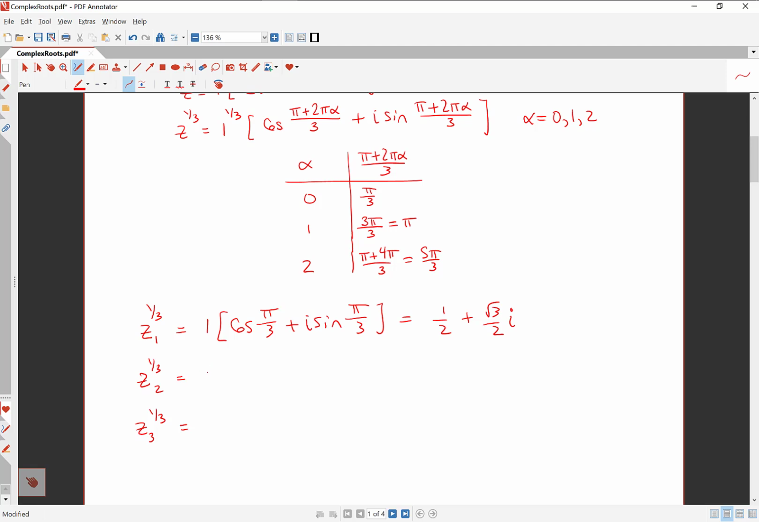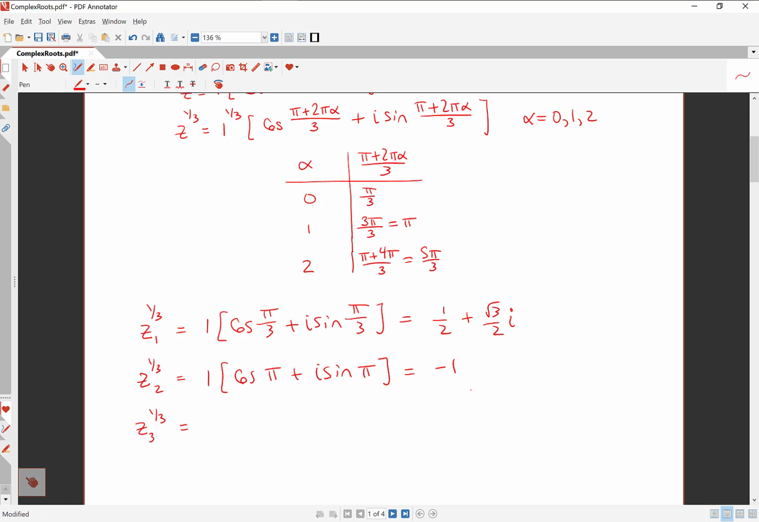So again, for the second one, the cube root of 1 is 1. Our angle simplifies to pi. So we've got cos pi plus i sine of pi. If we simplify this, cos of pi is -1 and sine of pi is 0. So that cube root just simplifies to -1.